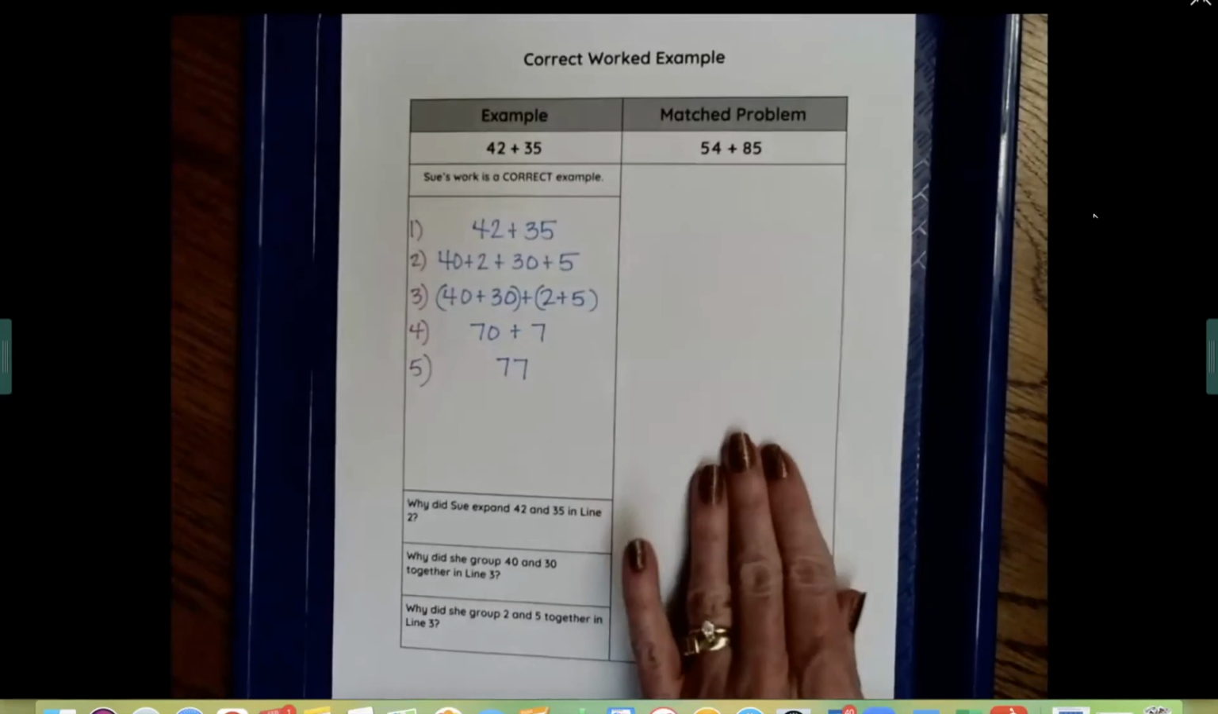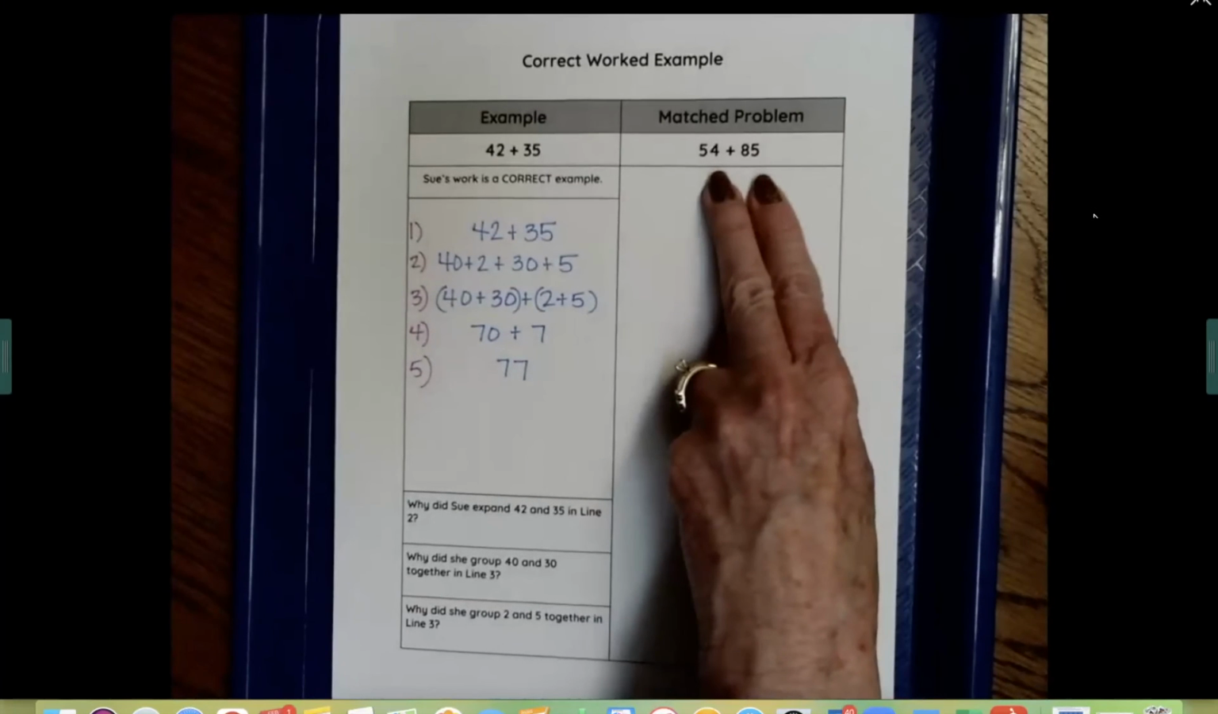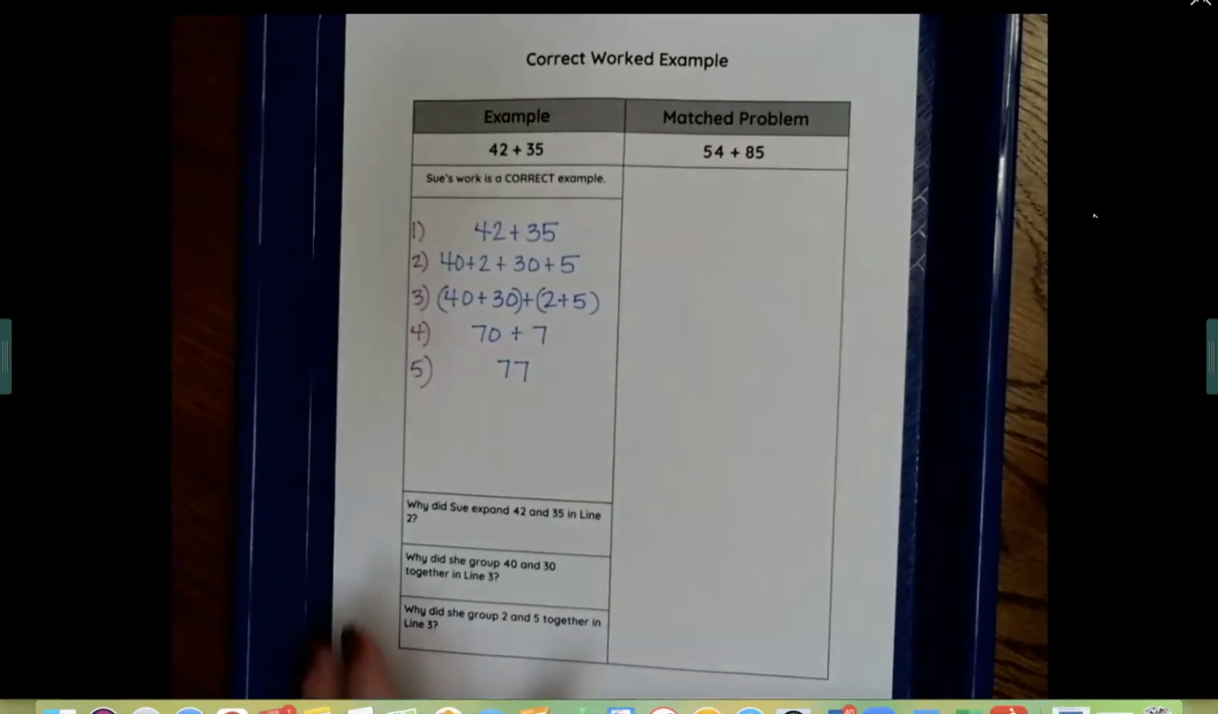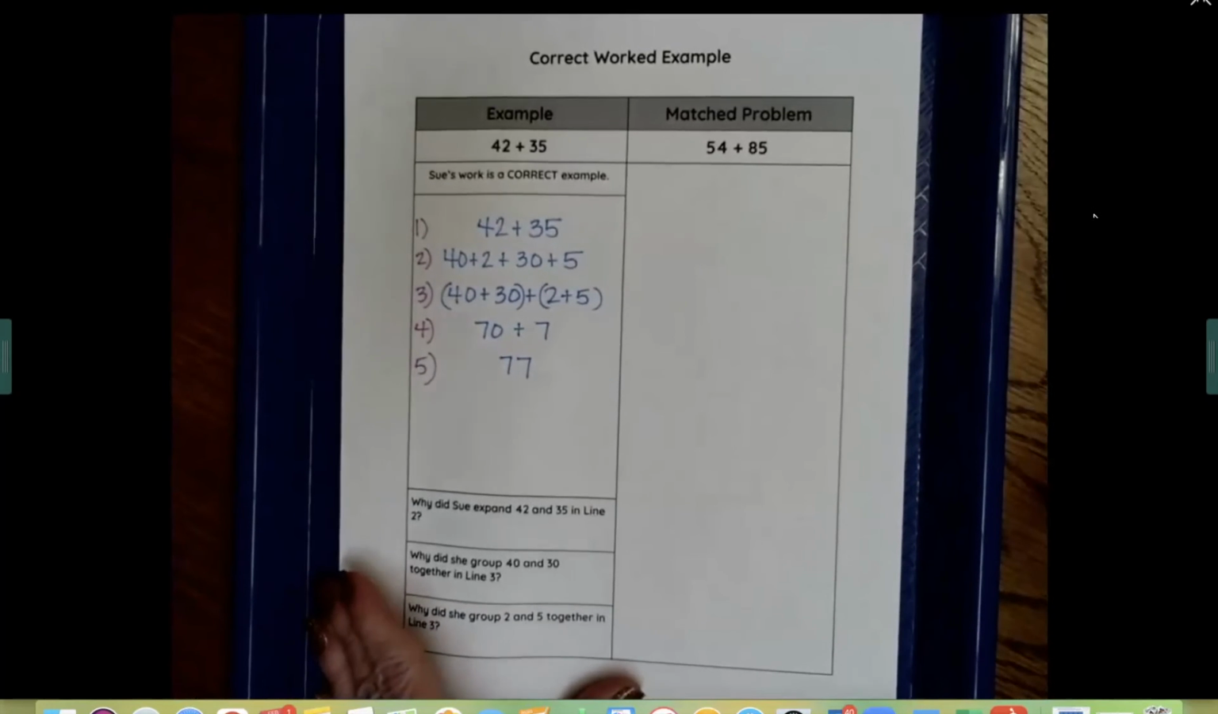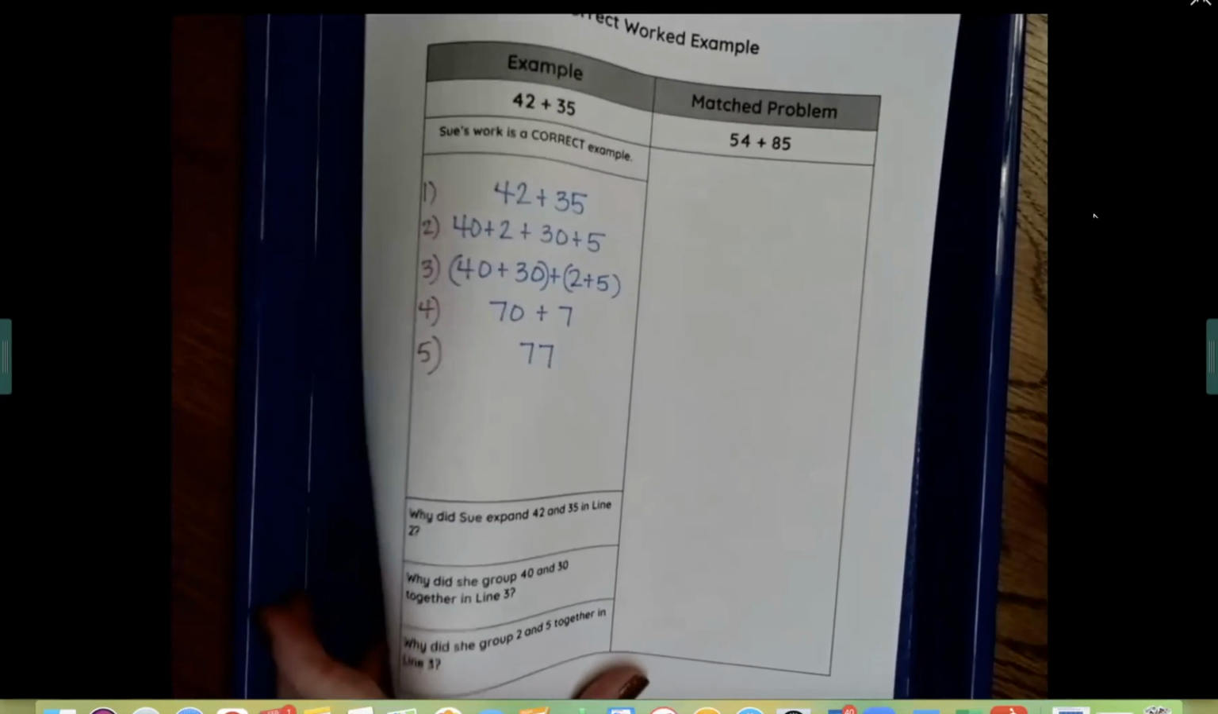And then, of course, another match problem. Notice that the 5 1s and then 4 1s would only be 9. So we're not required to think about that 10 when we group our 1s together.